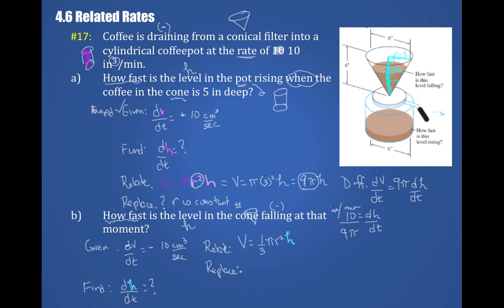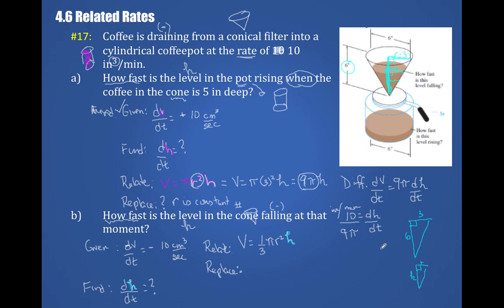Right? The height is 6, right? So in my replace stage, I've got a triangle. Let me draw it over here. I have a right triangle with this side 3 and this side 6, and then I have a similar triangle where I don't know this small radius and I don't know this smaller height.